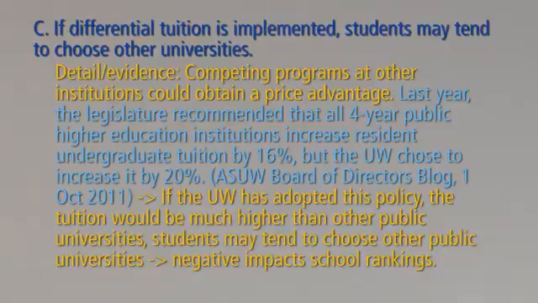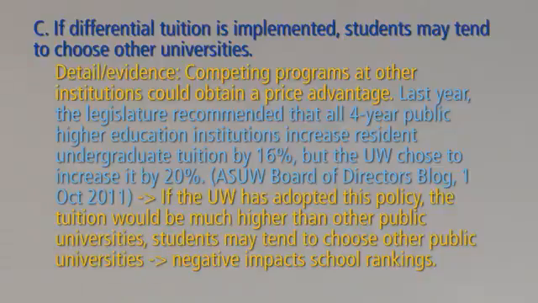Last year, this is the detail part, last year the legislature recommended that all four-year public higher education institutions increase resident undergraduate tuition by 16%. But the UW chose to increase it by 20%, and cites a source there. If the UW has adopted this policy, the tuition would be much higher than other public universities. Students may tend to choose other public universities, therefore leading to negative impacts on school rankings.